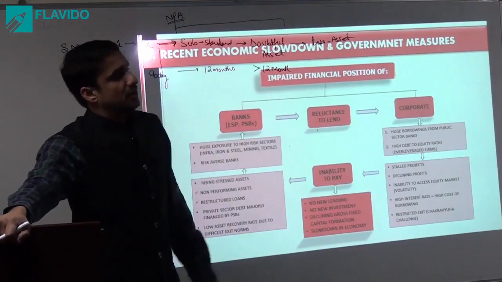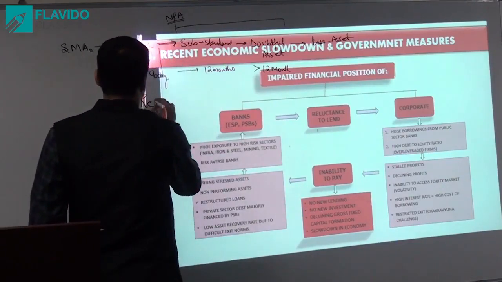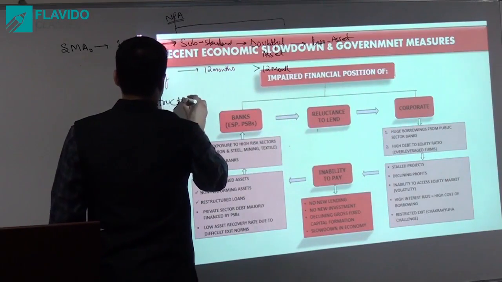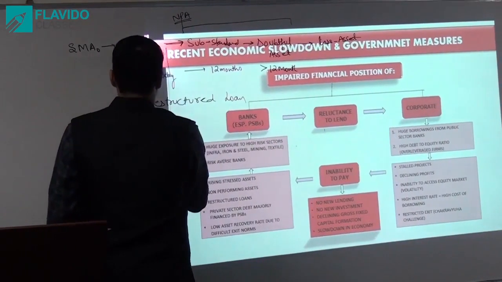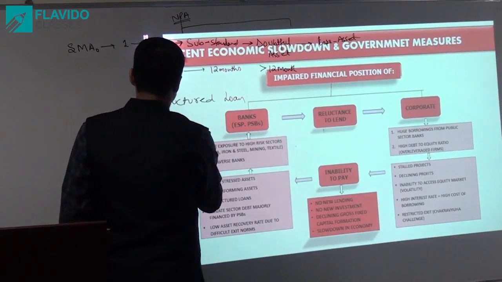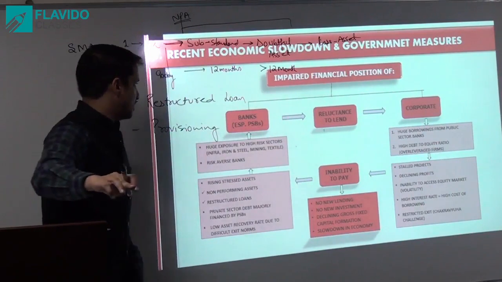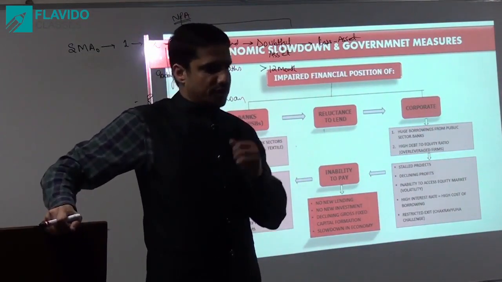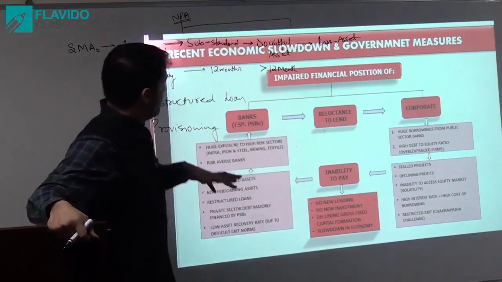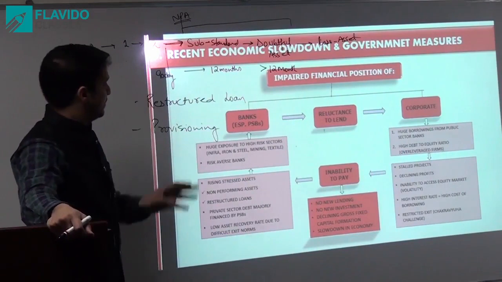अब stressed asset क्या होता है? अब इसमें दो और कंसेप्ट है. Something known as restructured loan, and something known as provisioning. कंसेप्ट इसलिए बता रहा हूँ because more of this thing editorials are coming related to economy. So if you will be well aware about this concept, तो उस आर्टिकल को पढ़ोगे, otherwise नहीं पढ़ोगे.